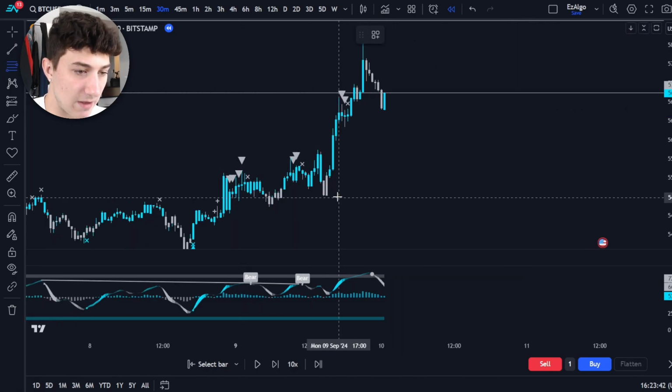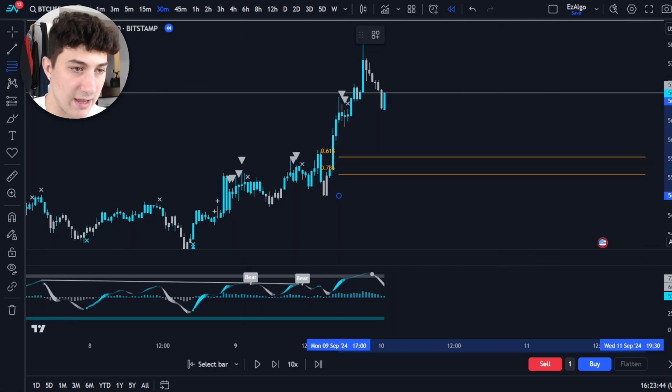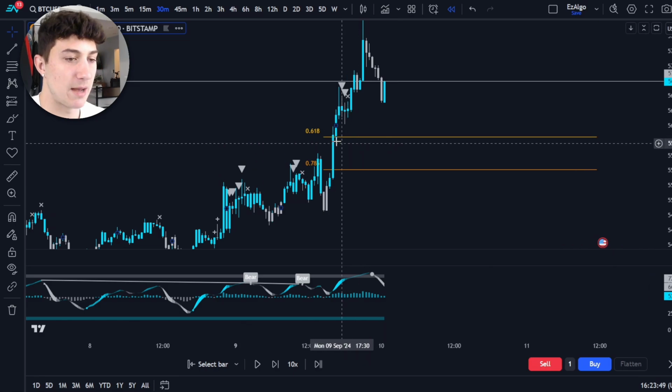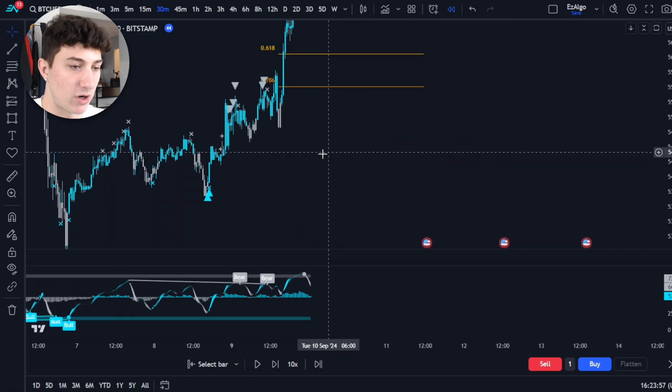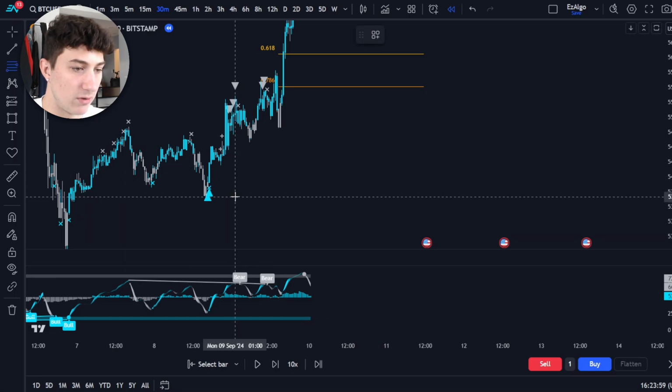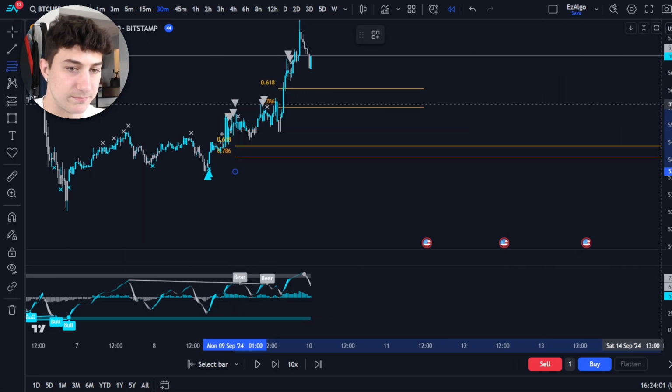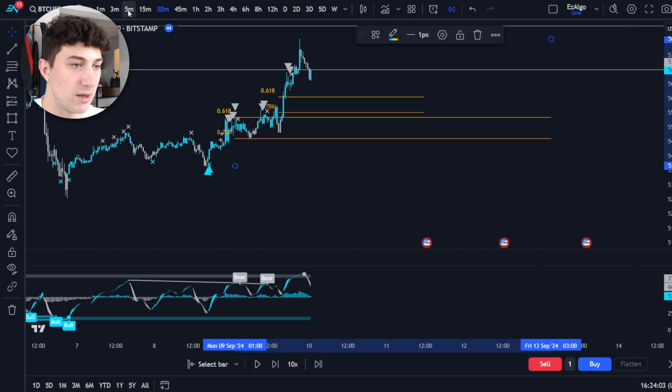So in this case, I'd get my fib from this swing low to this swing high. Okay, perfectly overlaps that bullish fair value gap here. So this is another valid trade setup. You could also draw it from this swing low down here. Okay, so these are going to be my trade ideas.